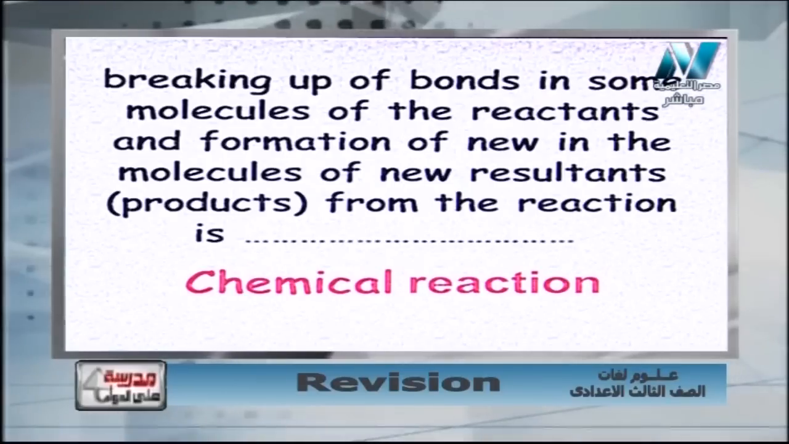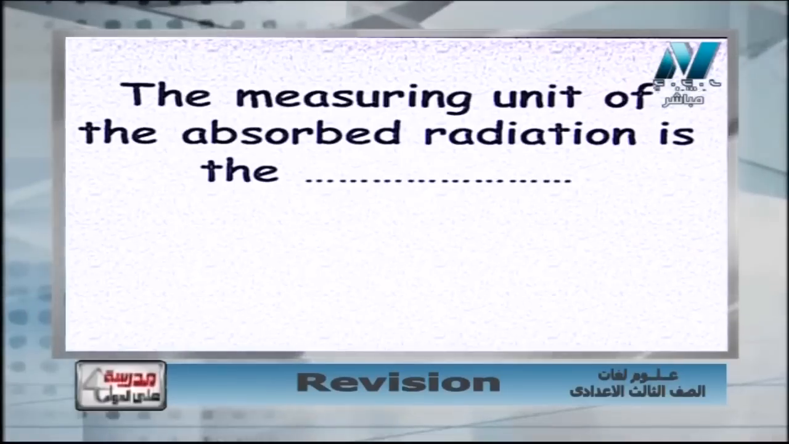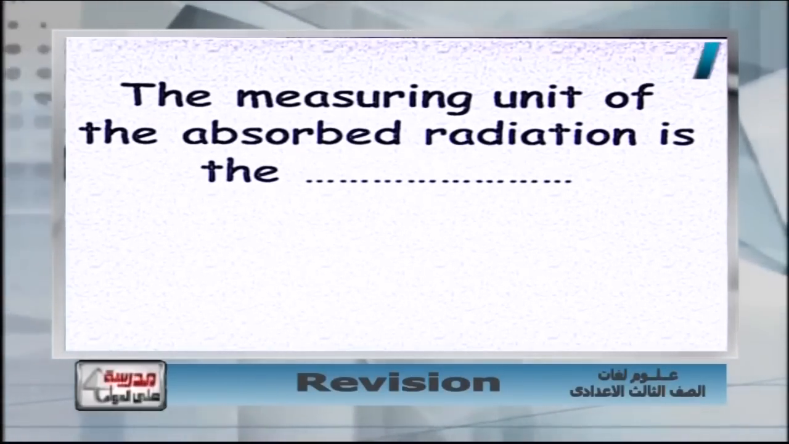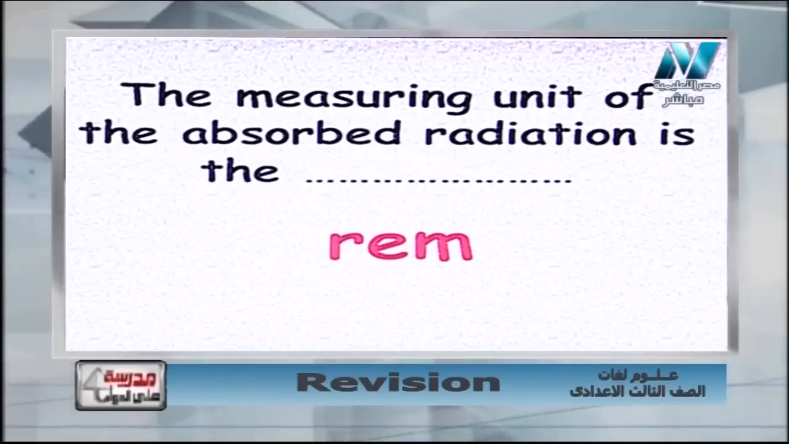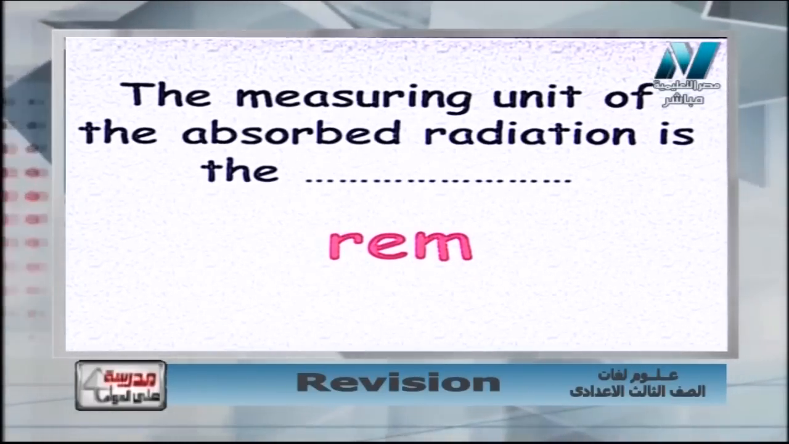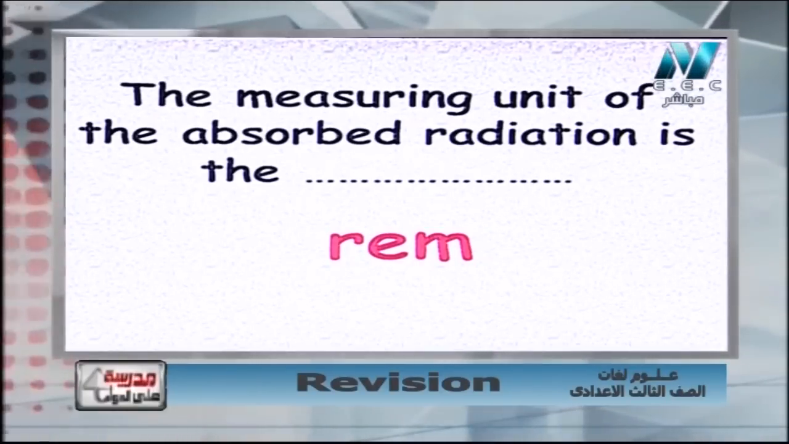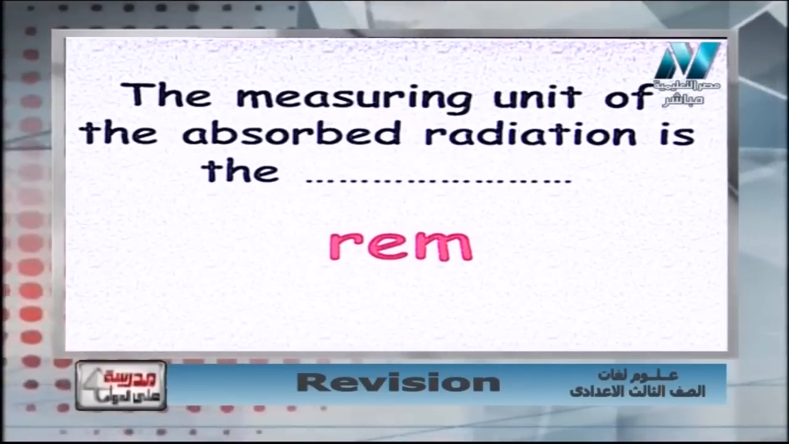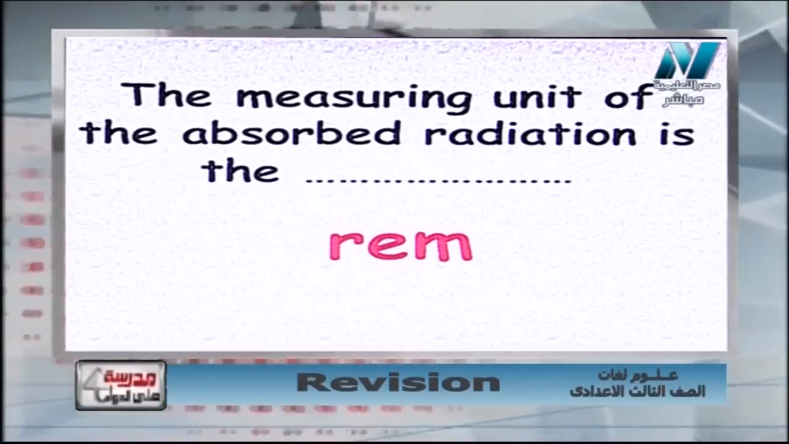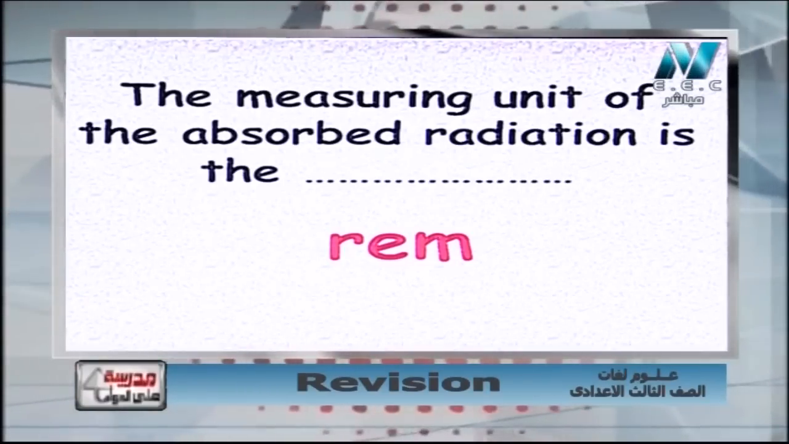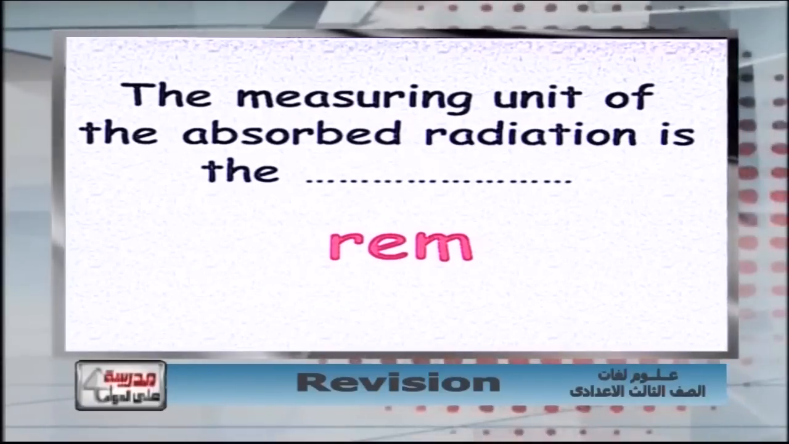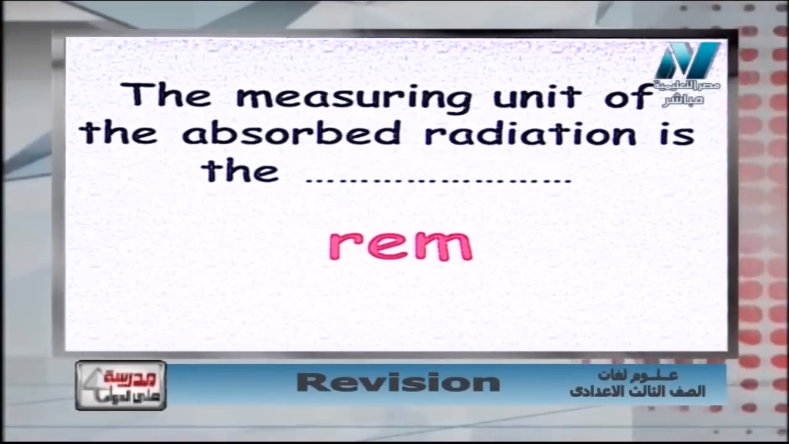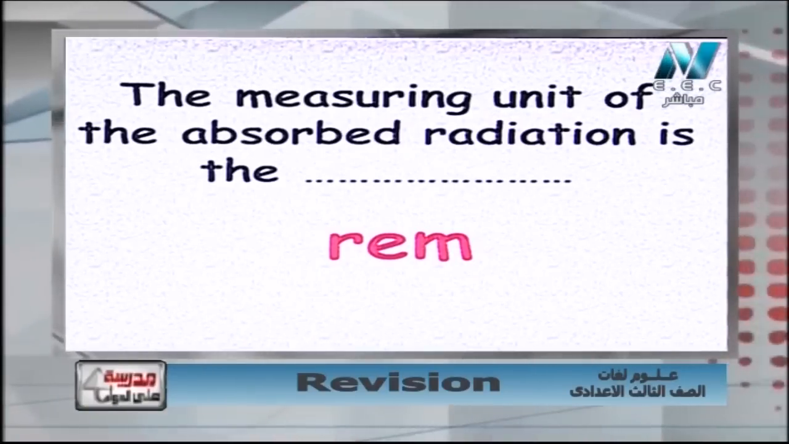Another question says: the measuring unit of the absorbed radiation is what? The measuring unit of the absorbed radiation is the rem. It's a very important unit that we use for measuring absorbed radiation. I will remind you that the maximum dose that a person can bear during the day is 5 rem. So we must be careful: a person cannot be exposed to more than 5 rem daily.